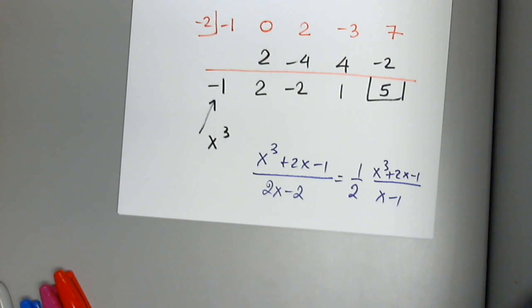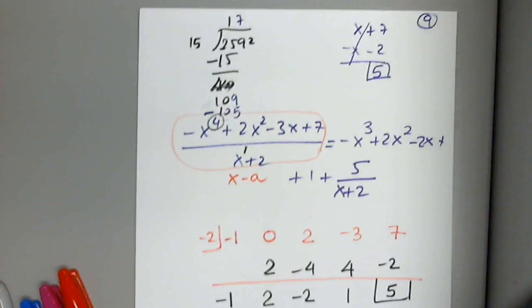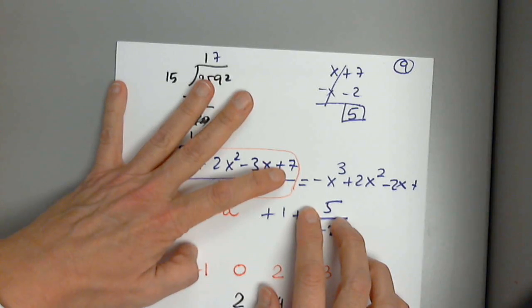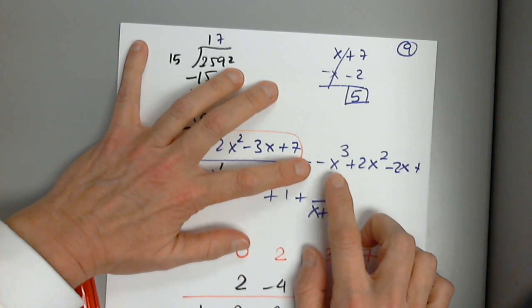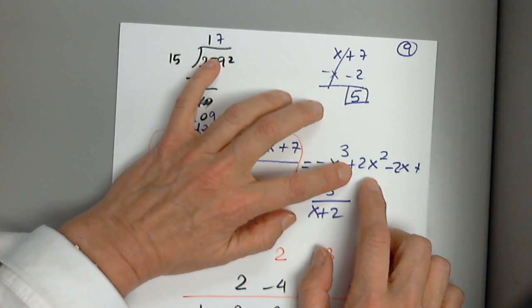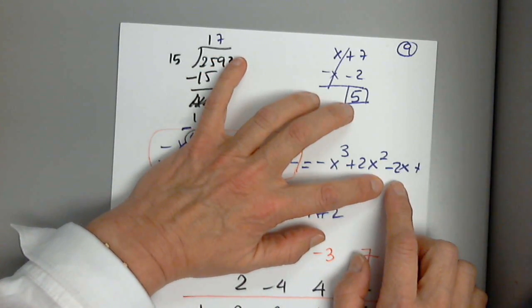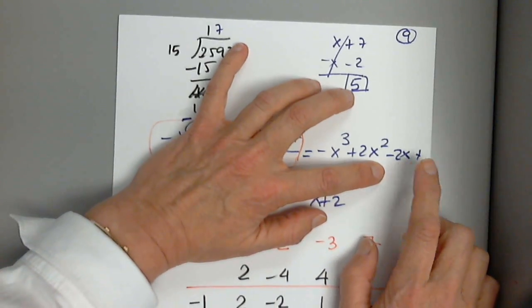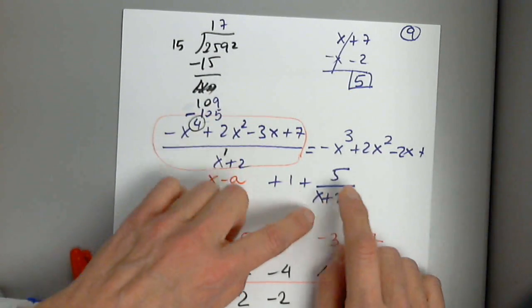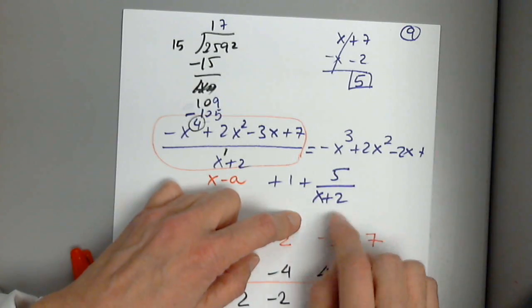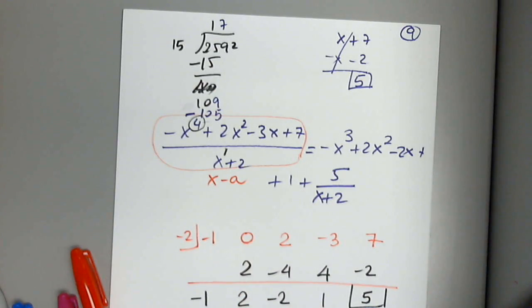So whatever answer you get, imagine that we get this answer here. And let's say I had a 1/2 in front. Then this would have been negative 1/2 x cubed plus 1/2 times 2, which is x squared, minus 1/2 times negative 2, which is negative x. And this one would be 1/2 and plus 5 over 2 in parentheses x plus 2. It will get distributed back to all terms.